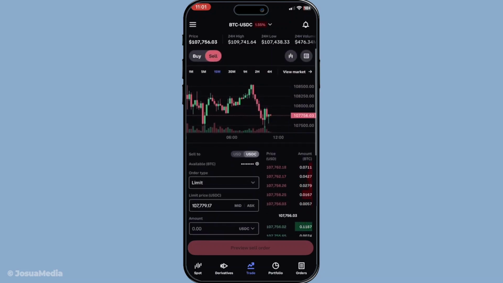Keep experimenting and don't hesitate to explore further in the Advanced Trade section to maximize your savings and investment potential.